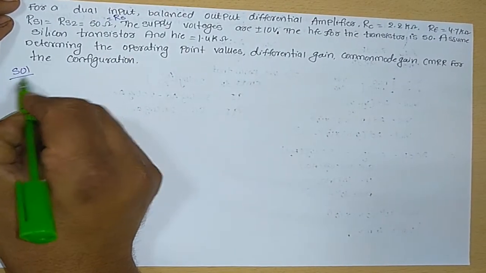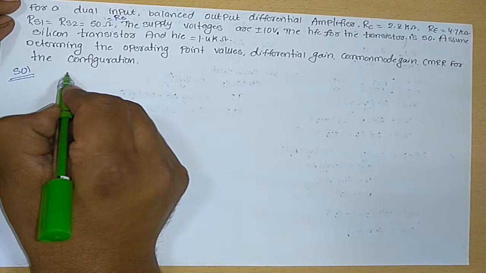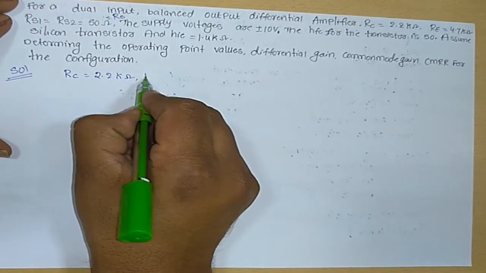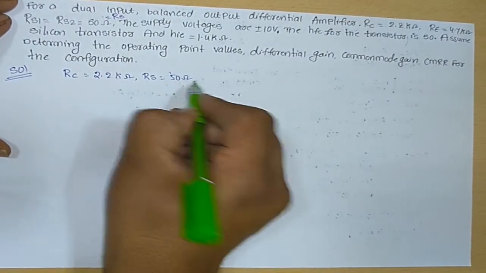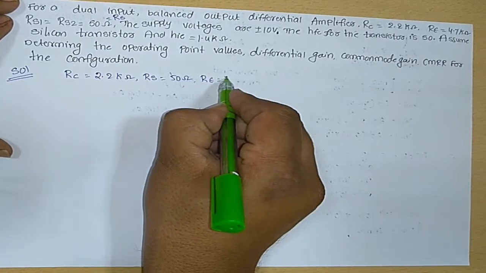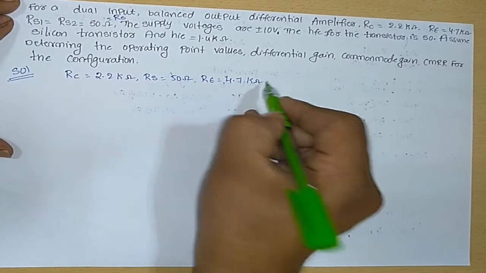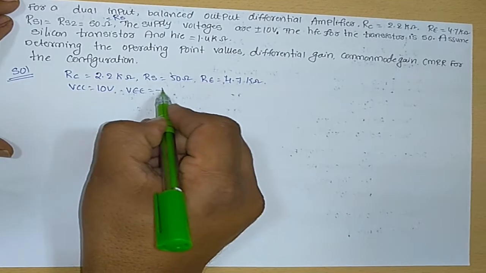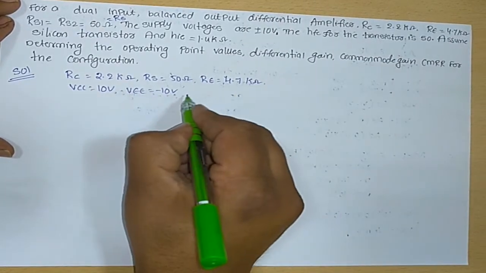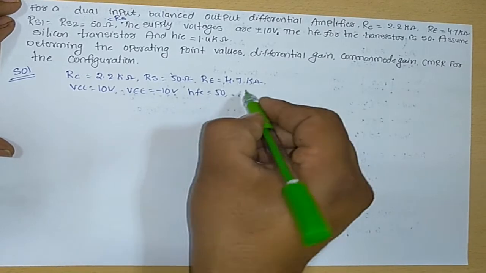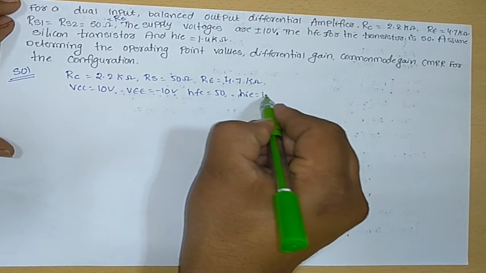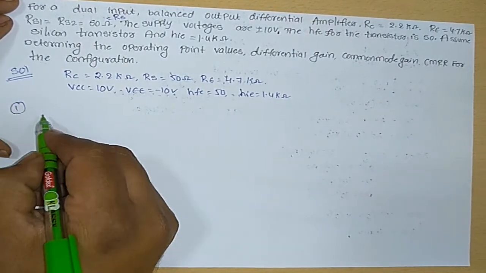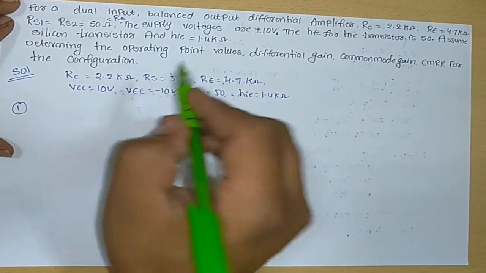In this problem they are giving RC equal to 2.2 kilo ohms and RS equal to 50 ohms, RE equal to 4.7 kilo ohms, VCC equal to 10 volts, VEE equal to minus 10 volts, HFE equal to 50, and HIE equal to 1.4 kilo ohms. Coming to this problem, first of all we need to note down the operating point values.